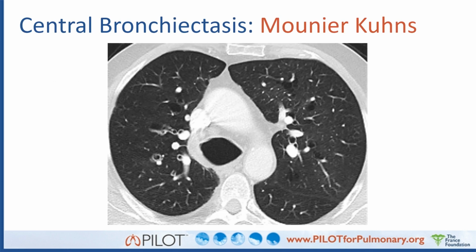Mounier-Kuhn's is tracheobronchomegaly, and the trachea should measure more than 3 centimeters in order to make this diagnosis, which is exceedingly uncommon. In addition to the dilated trachea and dilated bronchi, the patient develops bronchiectasis downstream from recurrent infections, and they get tracheal and bronchial diverticula, which help narrow down the differential.